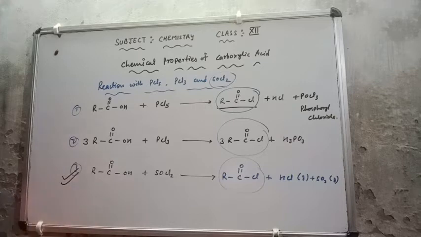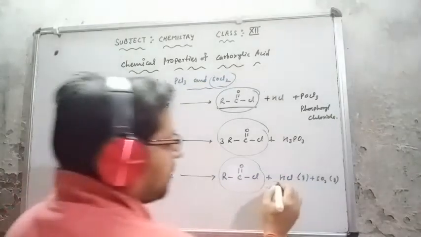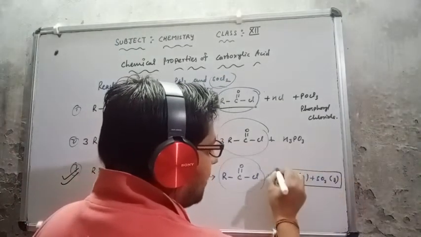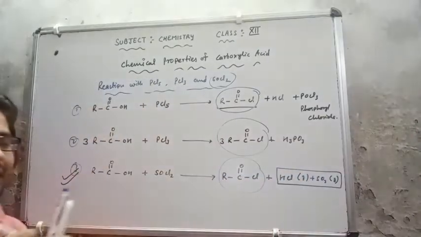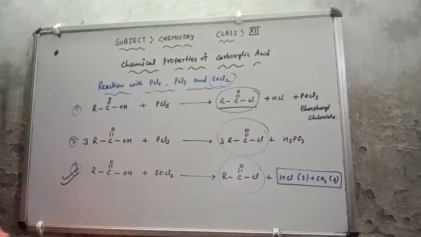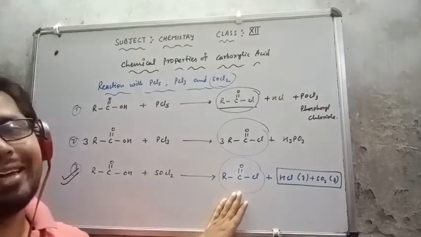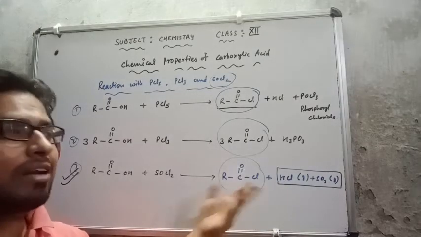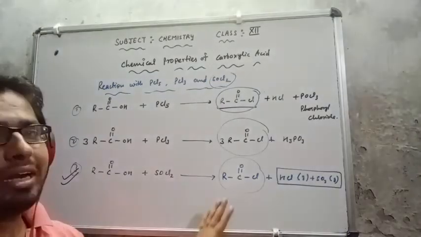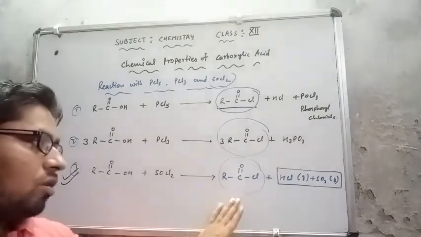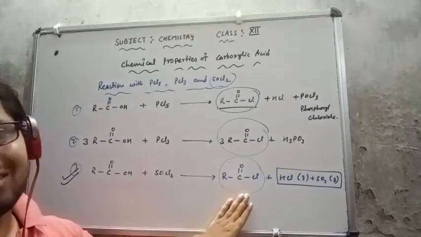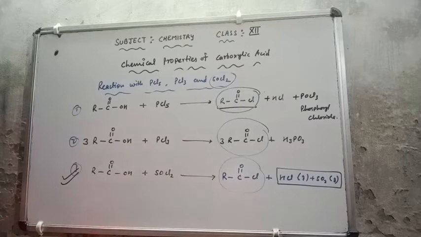The reason behind it is that the other product we are getting will be in the form of gas, which will be eliminated easily, and the rest of the product we are getting here simply. So there is no need of any separation. That is why this is the best method of preparation of RCOCl. Now I hope you have understood this reaction also. Now I am going to the next topic.